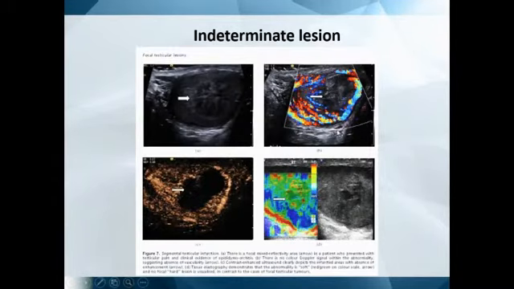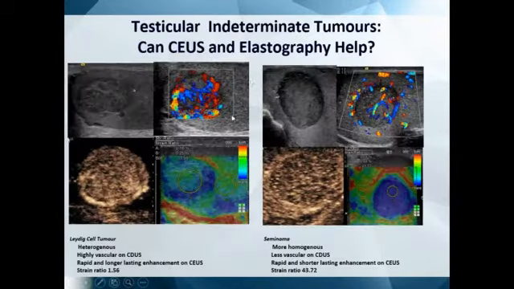Segmental testicular infarction: no color Doppler flow, no vascularity, some hyper-enhancing rim to it, and the elastography just shows you a really quite soft area compared to the remainder of the testes. Again, you're more confident. So how can we use this in indeterminate lesions?